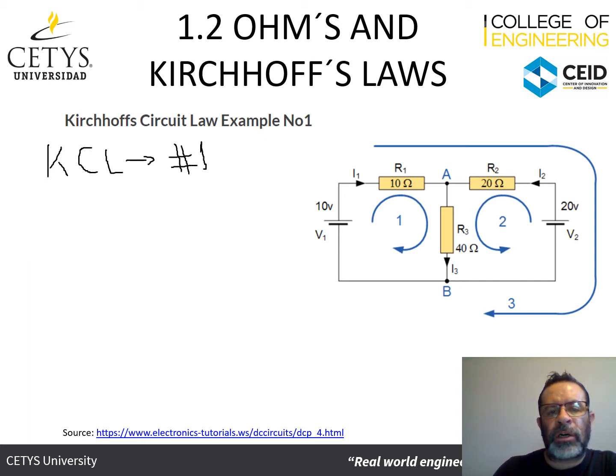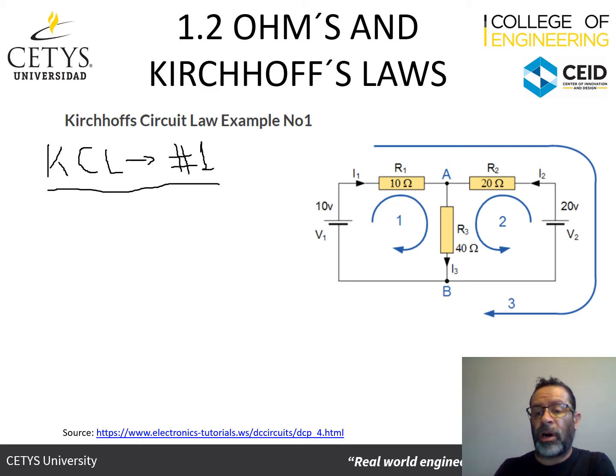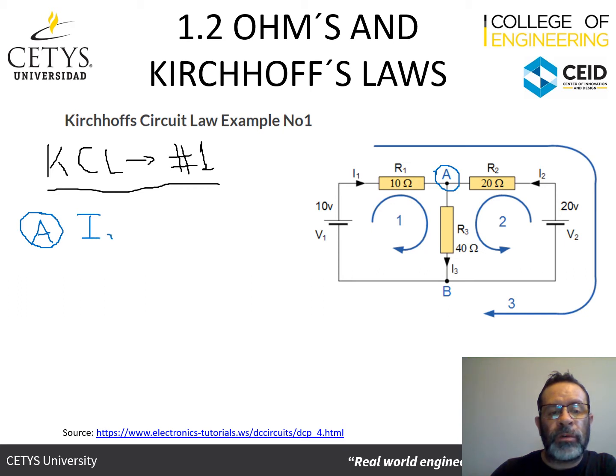Basically, Kirchhoff's current law is the law of conservation of current. That means that in a node, all the currents that are coming in have to be equal to the currents coming out. So if we look at node A, what are the currents that are going in to node A? We've got I1 and I2 going in, so the sum of these two are the currents that are going in. And then we've got the currents that are coming out. In this case, it's just one current, that's I3.